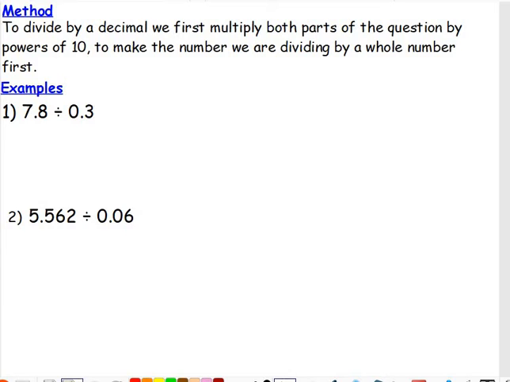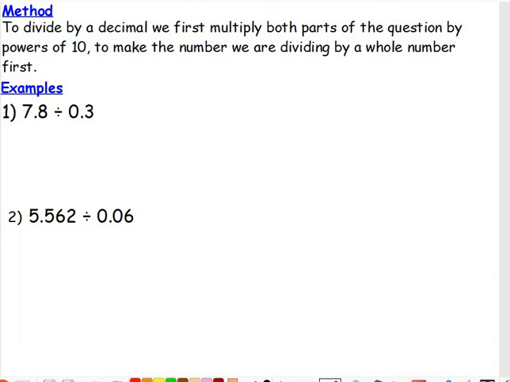So the method for dividing by a decimal, we first need to multiply both parts of the question by powers of 10 to make the number we are dividing by a whole number first. That's really important. So the number in this first example here, that's 0.3, we have to make that a whole number before we do anything. But whatever we multiply this number by to make it a whole number, we must do the same on the other side to the number we're actually dividing. So if you can write that method in your big books now, please, and then put the side heading examples. If you need to pause the video to give you time to write that down, that's absolutely fine, and then play it again for the examples.